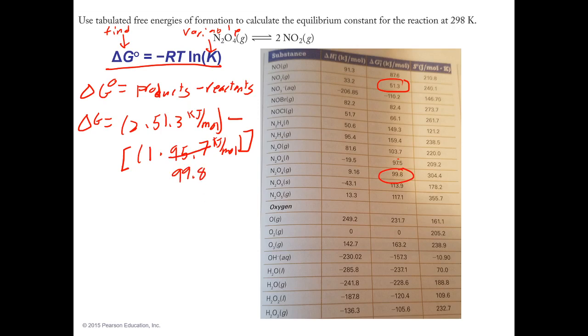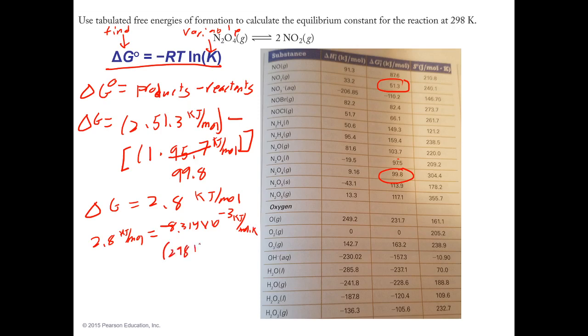So now we have to combine these. We have 2 times 51.3 minus 99.8, now that we have the correct phases. So we have delta G equals 2.8 kilojoules per mole. So now that's a positive, and we can plug it into our equation. So we have 2.8 kilojoules per mole equals negative 8.314 times 10 to the negative 3 kilojoules per mole Kelvin, and I didn't give myself enough space, of course, times the temperature of 298 Kelvin, times ln K.